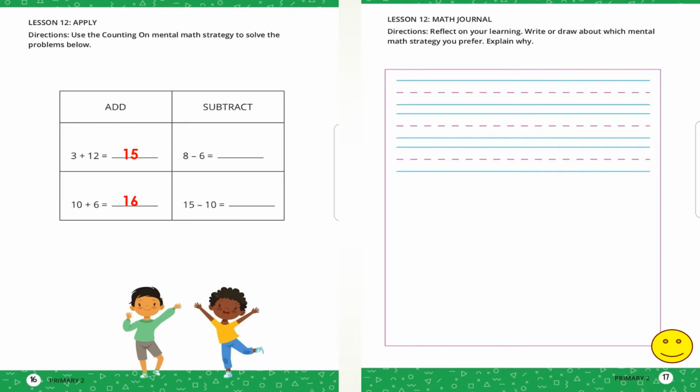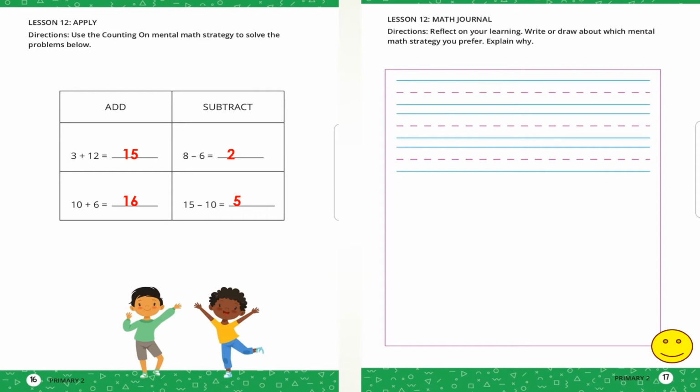The next problem, 8 minus 6. It's a subtraction problem now. So in subtraction we have to start counting with the smallest number. So 8 minus 6, we will count from small number to big number. We will count from 6 to 8. All of you close your fingers and start counting with me. After 6, 7, 8. How many fingers? 2. So the result is 2.